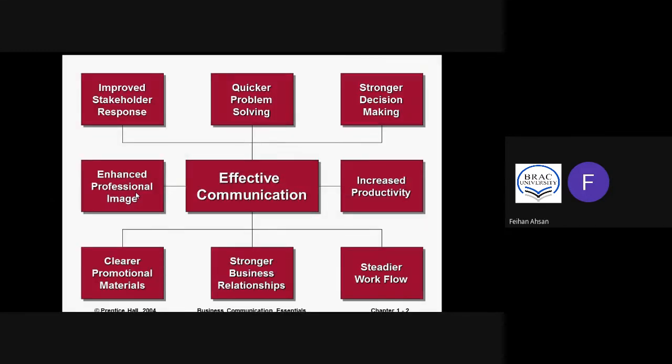So, effective communication, why is it important? It's important because of a number of reasons. It gives rise to improved stakeholder response, enhances your company's professional image. It gives rise to clearer promotional materials. It fosters and builds strong business relationships, gives rise to steadier workflow, increased productivity, stronger decision making, and quicker problem solving. Now, a lot of these points are self-explanatory. So let's move on to the next slide.